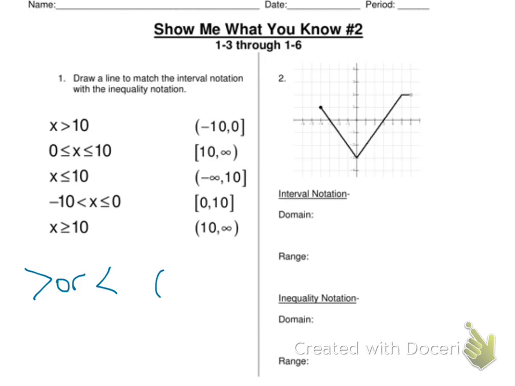We're going to be looking at your exam which you know from last week, so that you're ready for your CFA tomorrow. So the first question is about interval notation and inequality notation.